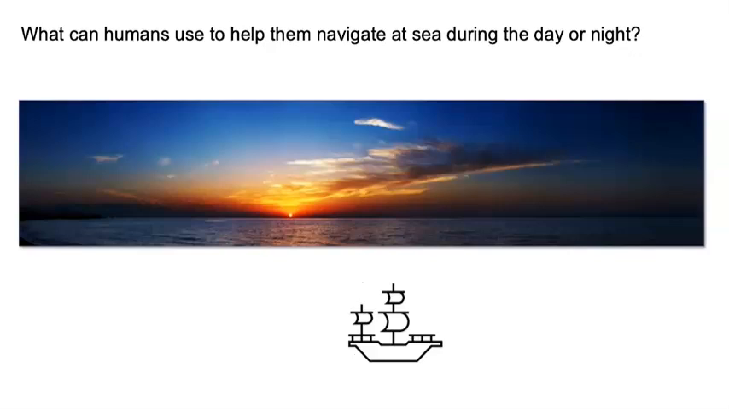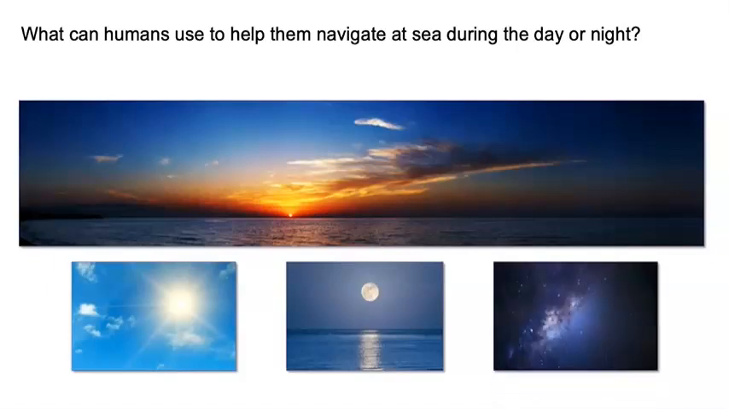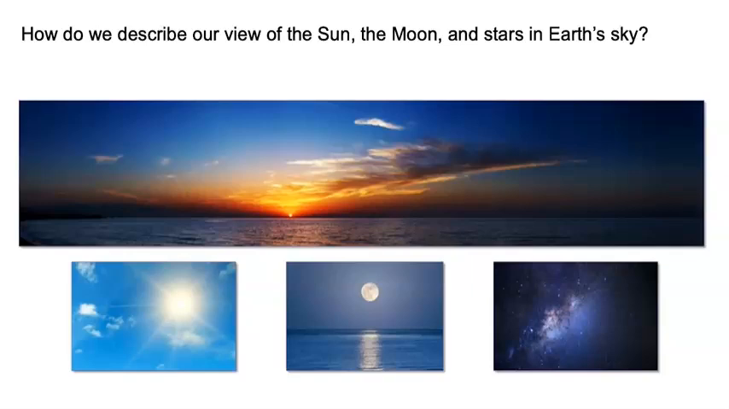But how would we navigate if we couldn't see any landmarks? Imagine you are out at sea with no land in sight and without tools such as a map, GPS, or compass to help you find your way. How would you know which way to go? What can humans use to help them navigate at sea during day or night? Do you think we could look for landmarks in the sky? That's a great idea. Maybe we could use the sun, the moon, and the stars to navigate. If we look more closely at the sky to identify patterns, that might help us answer the question, how do we describe our view of the sun, the moon, and stars in Earth's sky?